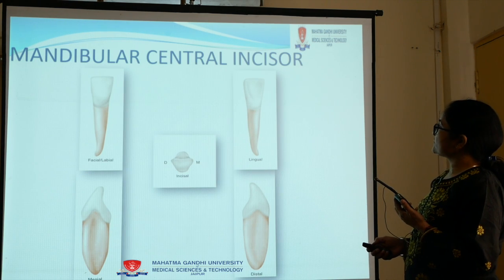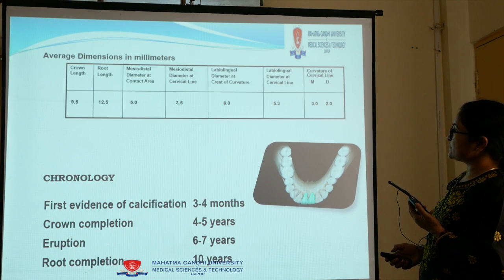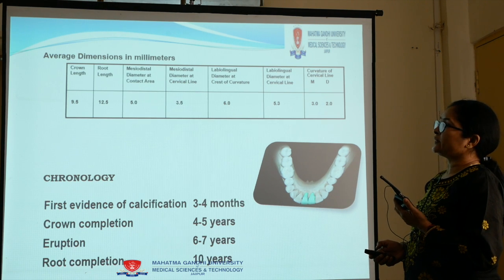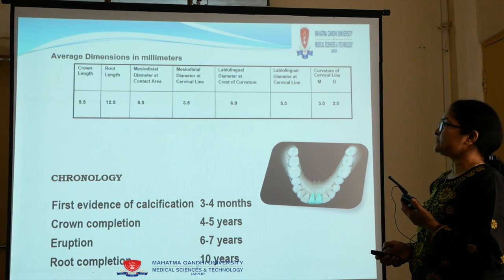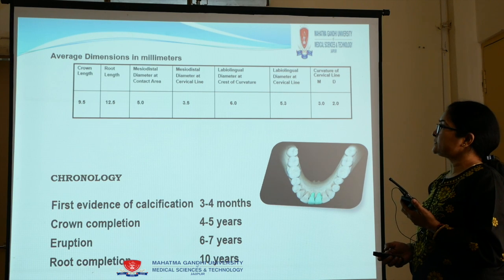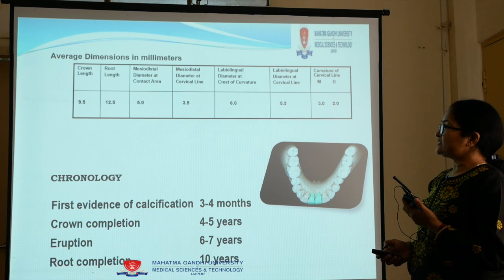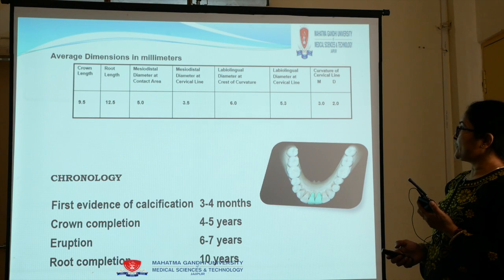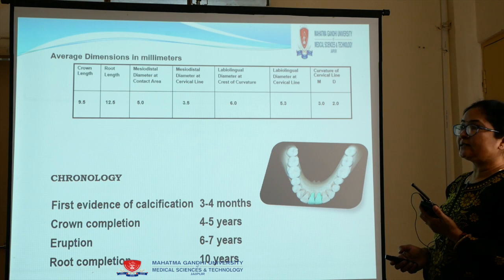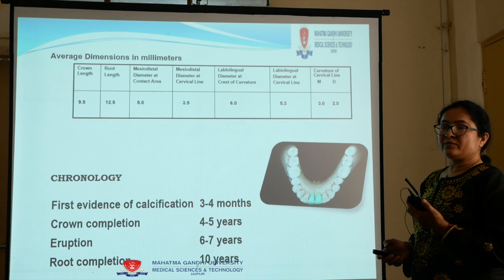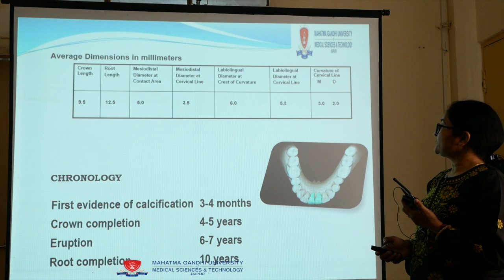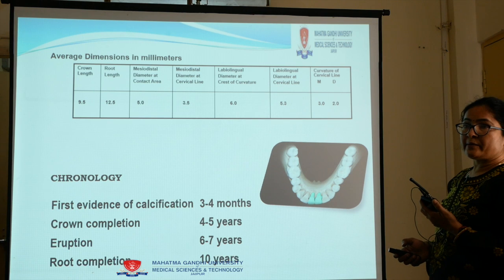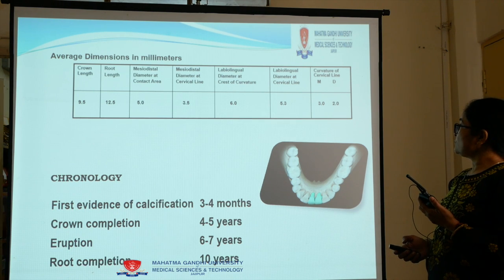These are the different aspects of the mandibular central incisors. The average dimensions of the tooth in millimeters: first, the crown length is around 9.5 millimeters. The root length is around 12 millimeters. The mesiodistal diameter of the crown is 5 millimeters. The mesiodistal diameter of the crown at the cervix is around 3.5 millimeters. The labiolingual diameter at the crest of curvature is 6 mm, whereas the labiolingual diameter at the cervical line is 5.3. The curvature of the cervical line is 3 mm on the mesial side and around 2 mm on the distal side.